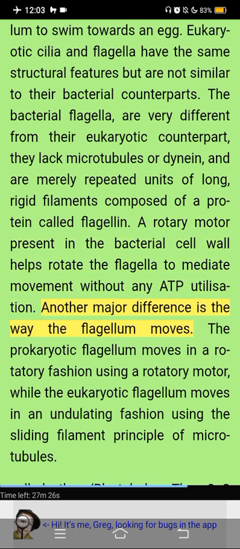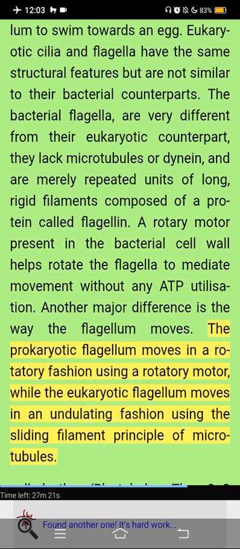Another major difference is the way the flagellum moves. The prokaryotic flagellum moves in a rotatory fashion using a rotatory motor, while the eukaryotic flagellum moves in an undulating fashion using the sliding filament principle of microtubules.